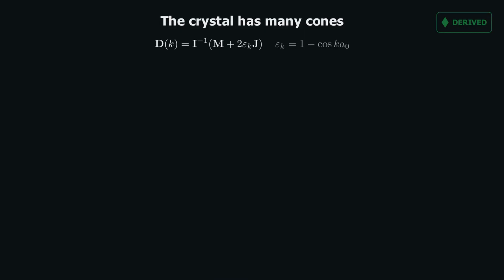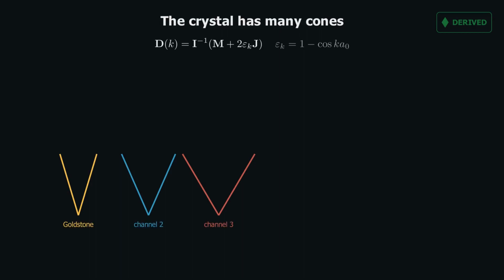But a composite site carries C channels, so the dynamical matrix has C branches. One is the exact gapless Goldstone, the other C-1 are gapped. And each branch has its own cone speed. The correct expression is not the naive eigenvalue of I inverse J.